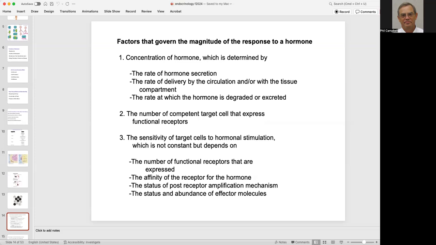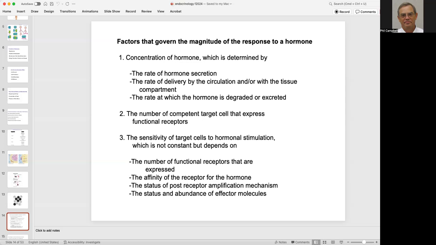All right, so that gets us to these two basic concepts. So we've kind of talked in generalities. Let's zero in on the factors that govern the magnitude and responsiveness to a hormone. All right, so basically, what are those factors that will govern the magnitude of response? Concentration, obviously. I've already alluded to that.